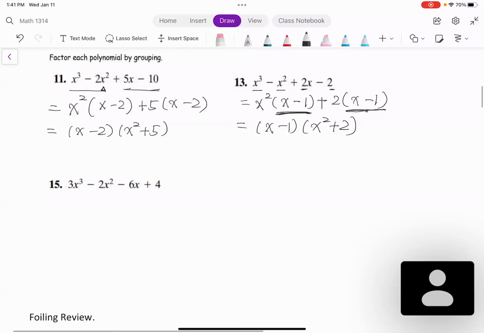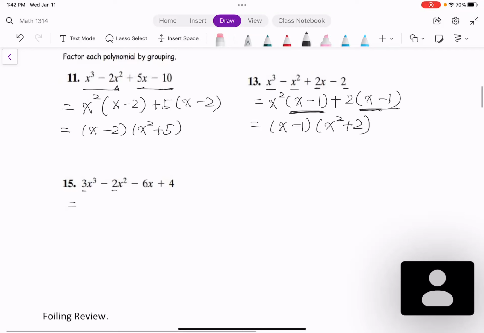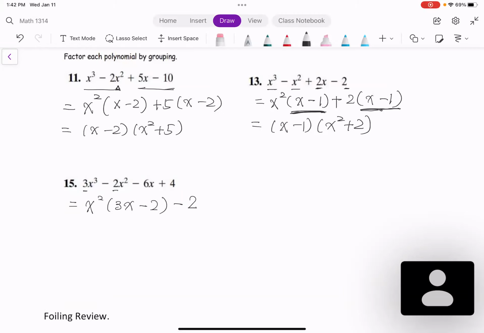Let's see the next one: factor out the GCF from the first two and last two. So 3 and 2, nothing in common. We cannot factor any GCF from the number part, but from the variable, we can factor out x squared. We have 3x left, minus 2. From negative 6x plus 4, we can factor out the 2 because they are all even numbers. We have 3x. If I factor out the negative 2 from negative 6, we can get a positive 3x.